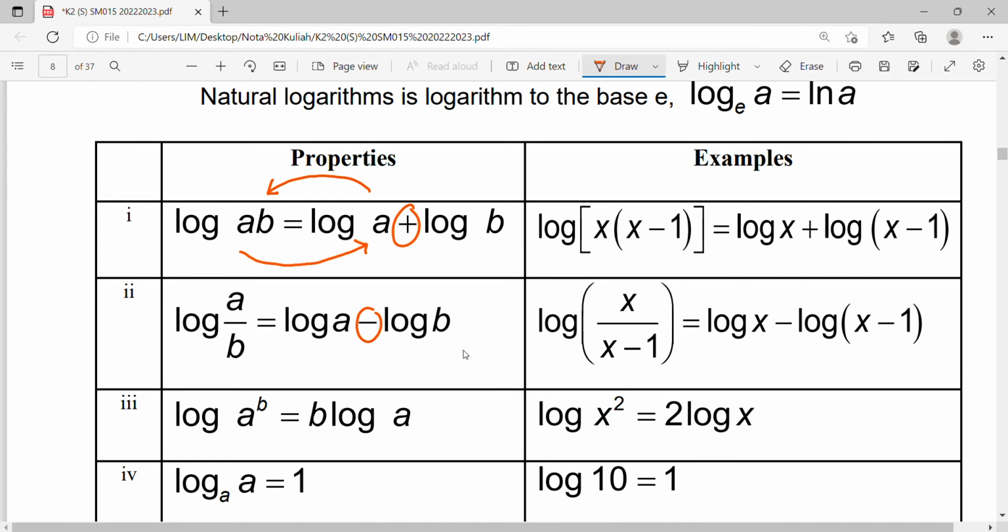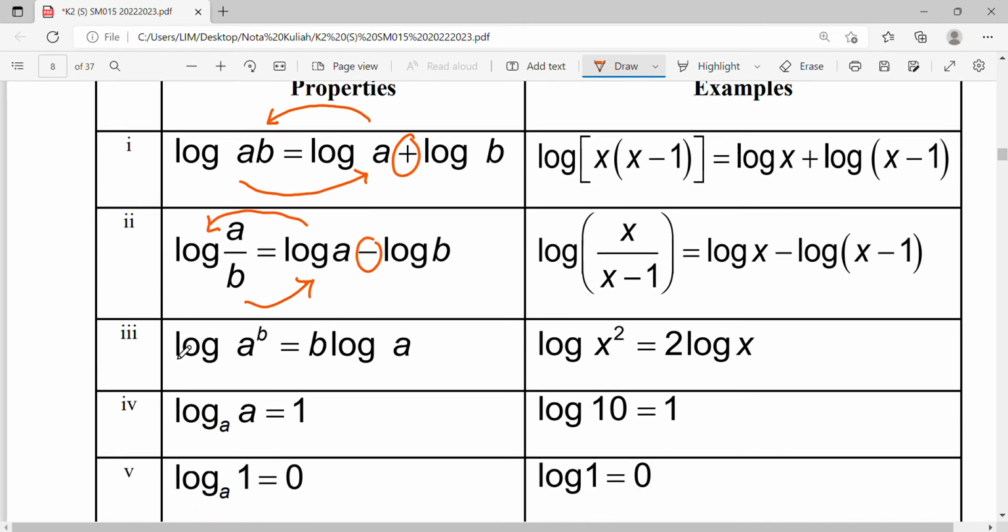You can see how to simplify to a single log and how do you expand back in the operation of plus or minus. So property number 3, if your item is in power, so this power can be moved in front, become the coefficient of log. So like log x squared, this number 2 can move in front, become the coefficient of log x, become 2 log x.